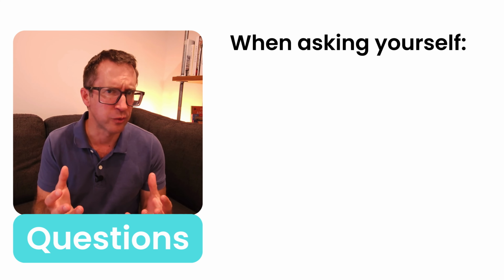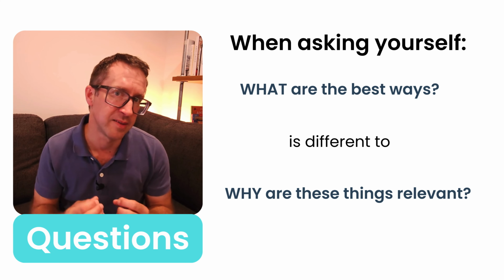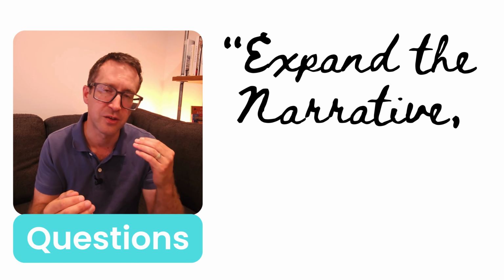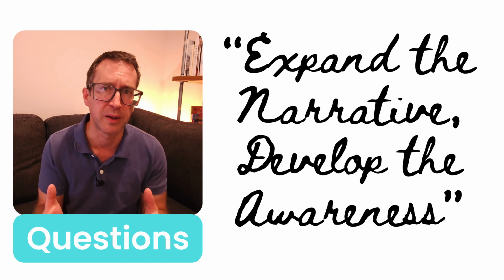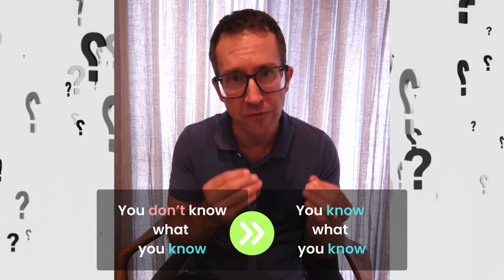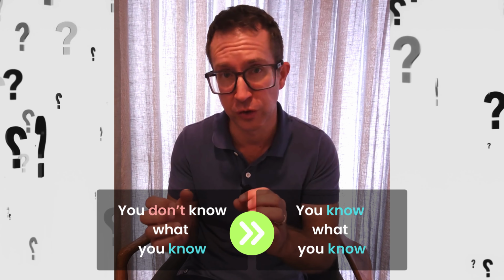The key part of this is the practice and being able to use this in a way that is useful to you. Simply asking a question of what are the best ways is different to asking a question of why are these things relevant. Once we have the list, it's expanding the narrative and the story around it. Finding the right question that allows us to dive deeper into what we know and maybe what isn't quite as aware as we'd like it to be. Ultimately, all of these questions will then take you from a place of lack of awareness to awareness, where you are able to confidently see what it is that you already know, and more importantly, how you can use it.